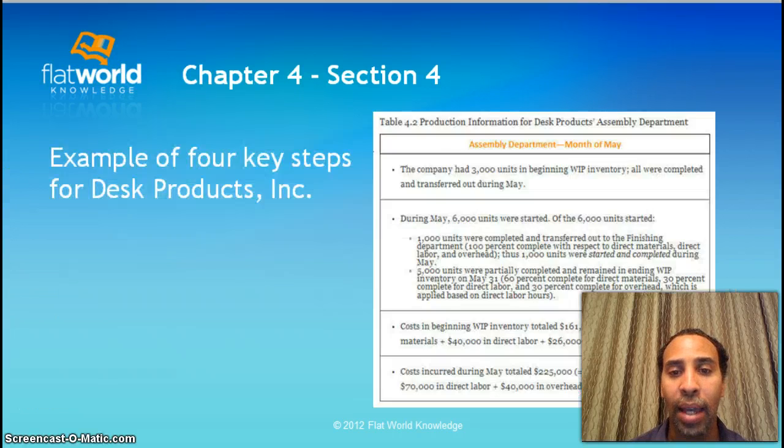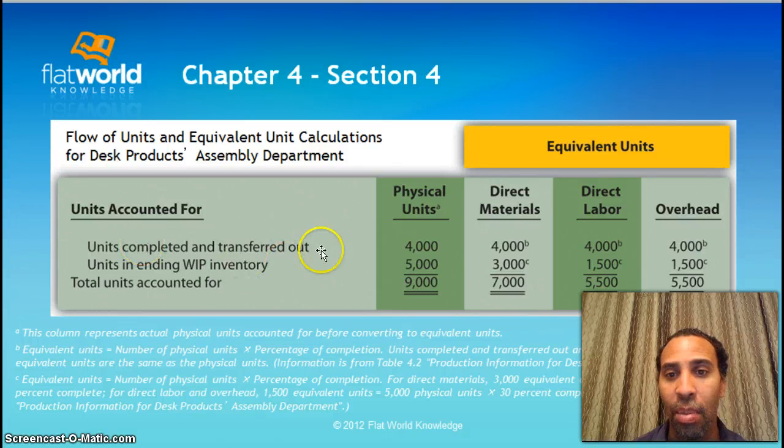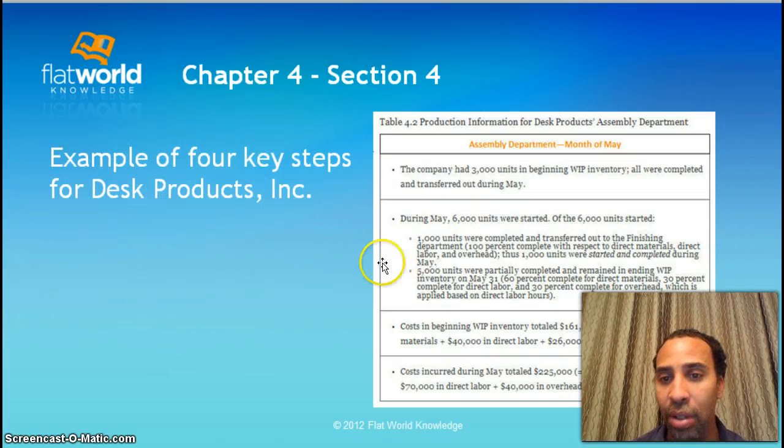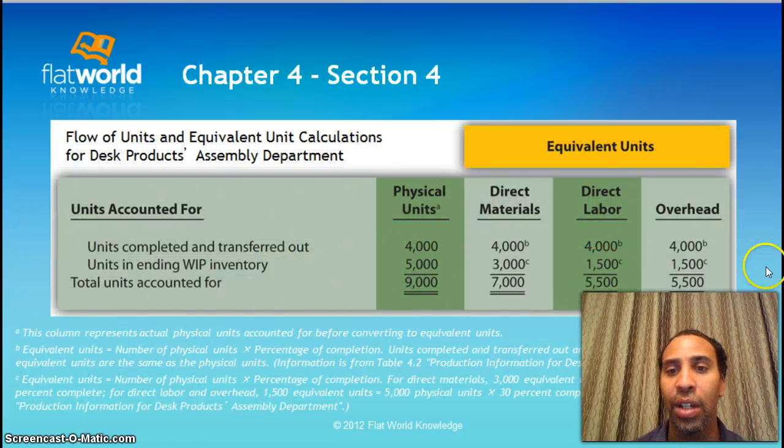Now when we look back at the 5,000 units that were partially completed, you see that 60% were completed for direct material, 30% for direct labor, and 30% for overhead. So if you take 5,000 and multiply it by 60%, you will come up with 3,000. And if you take 5,000 and multiply it by 30%, because direct labor and overhead are both at 30%, you will get 1,500.